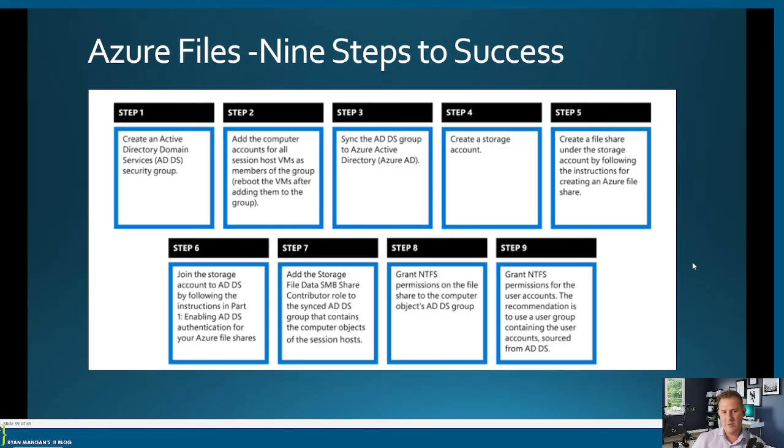I call it the Azure Files 9 Steps to Success. These are the 9 steps you need to take care of to ensure App Attach works correctly within your environment. So as you can see, add the computer accounts, reboot the VMs afterwards. That is a requirement because there's, I think, a bug in the OS. I don't know why, but you have to reboot them anyway. There's a reason, but it's not being made very clear.